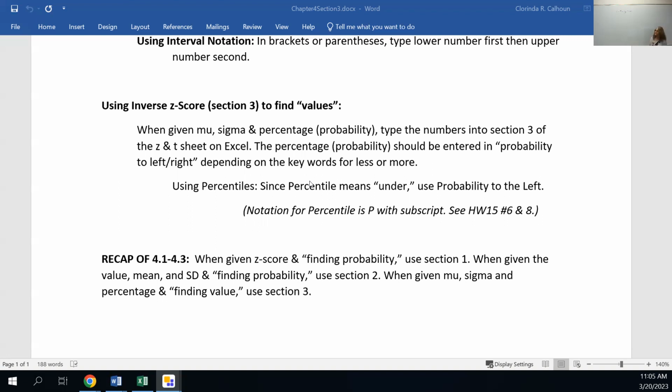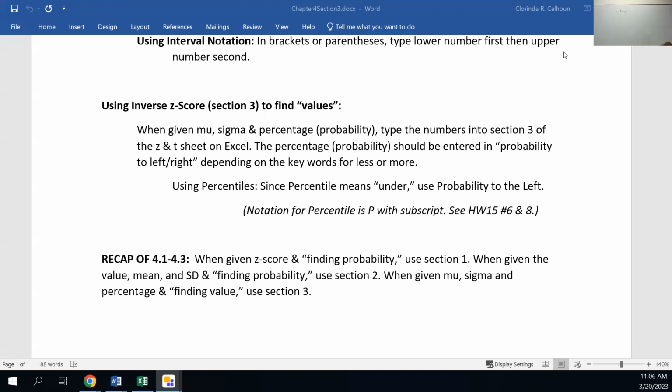So the percentage should be entered in the right or the left, depending on if it says greater or less. And then, you know, those keywords that we have. And then if you have percentile, percentile always means under. So always use probability to the left for your percentile. Remember, we had the capital P and then a little number down below it, like a subscript. So that means percentile.